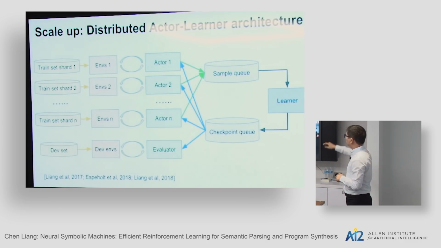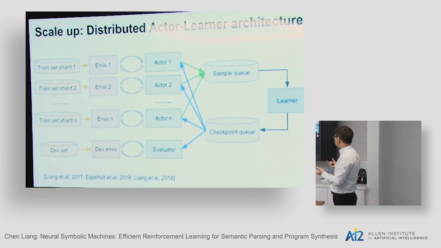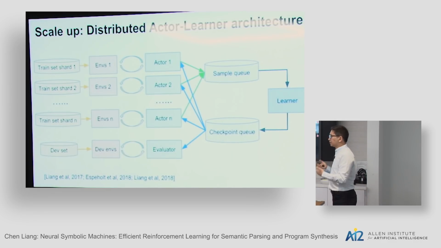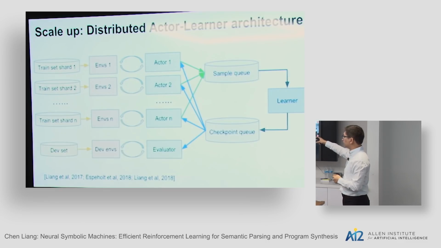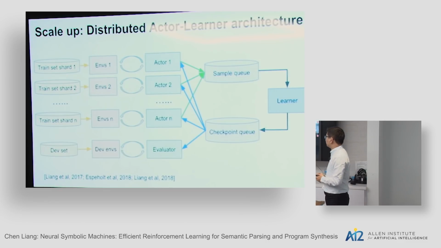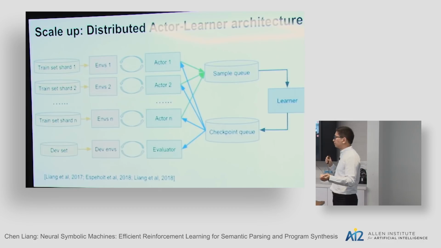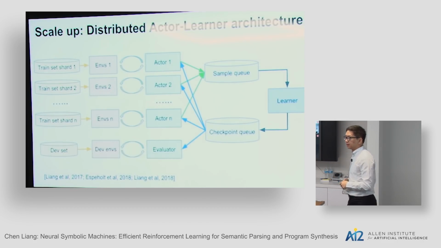And then you have a learner, which could use a GPU, because it's doing more computationally intensive work: each time it fetches a batch of programs from the queue and then does backpropagation and updates the model. And then periodically, the actors will update their model, or sync their model with the learner. So we have been using this before, and I think DeepMind has a clearer way to formalize this kind of actor-learner training.